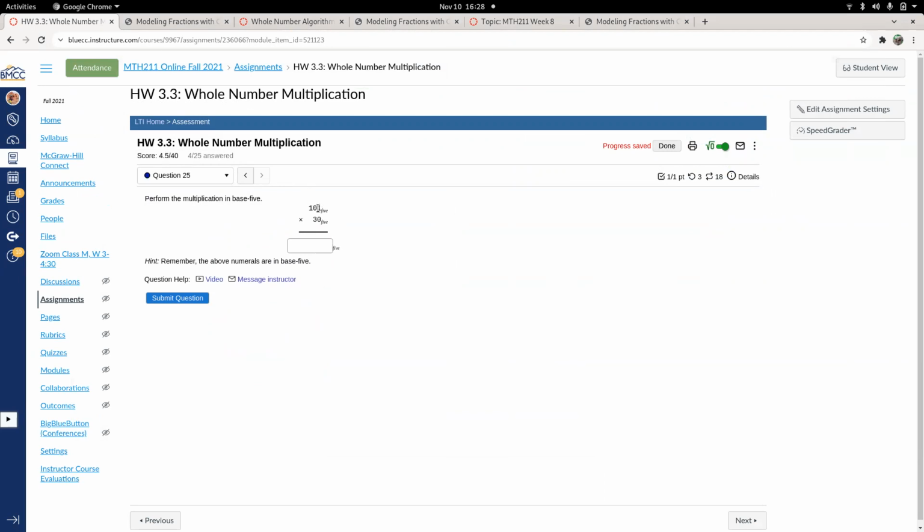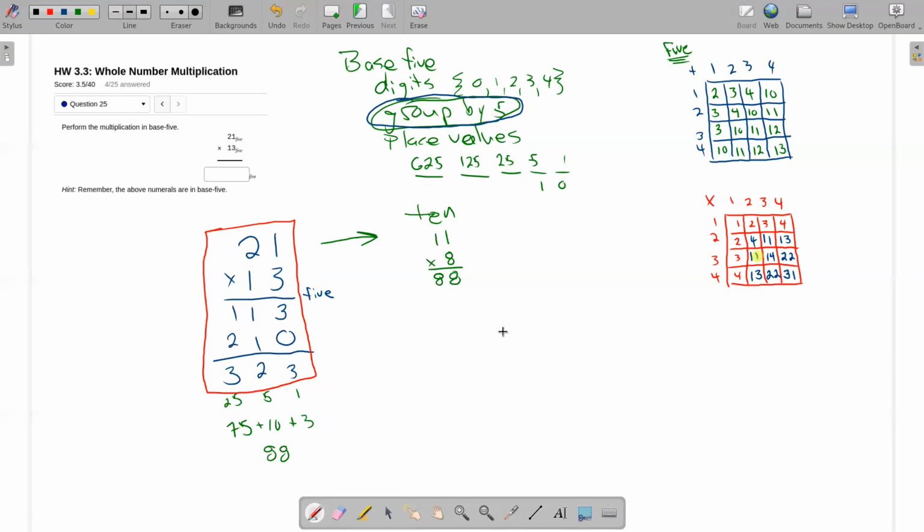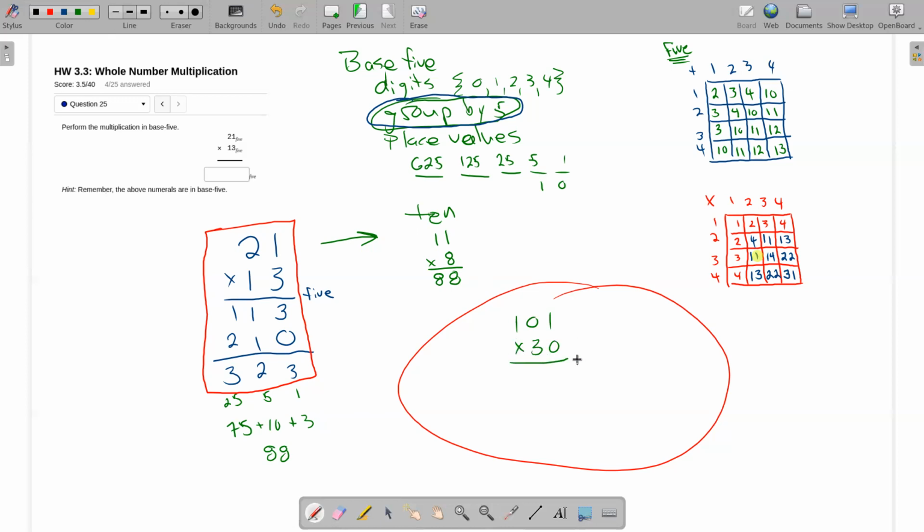Okay. Ooh, lots of zeros and ones, that makes me happy. So 101 times 30 in base 5. Let's try it. So new problem down here. 101 times 30 in base 5. 0 times anything is 0, so I just put in a placeholder and move on to the 3. 3 times 1 is 3. 3 times 0 is 0. 3 times 1 is 3, and I'm done. This one was even easier. No carrying, nothing. Maybe we should try another one.